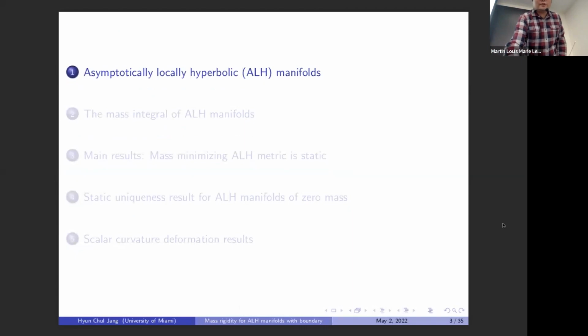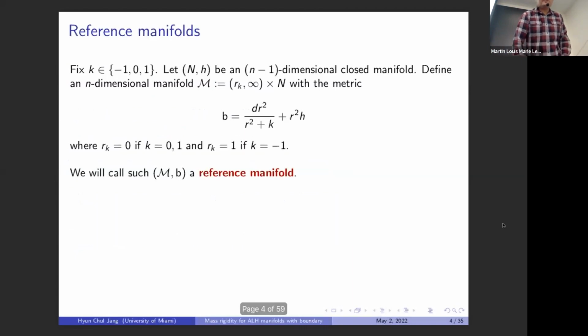First, I want to talk about the definitions. To define this asymptotically locally hyperbolic manifold for our purpose, we need to talk about the reference manifold we are going to use. Here we fix some number k, where k is negative 1, 0, or 1. This reference manifold, as you can see here, we define as a product manifold: the interval from r_k to infinity cross N.